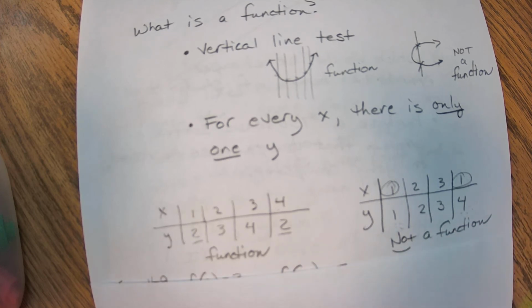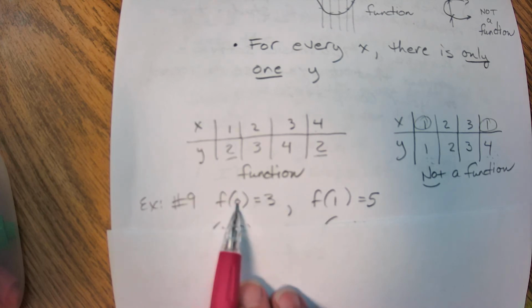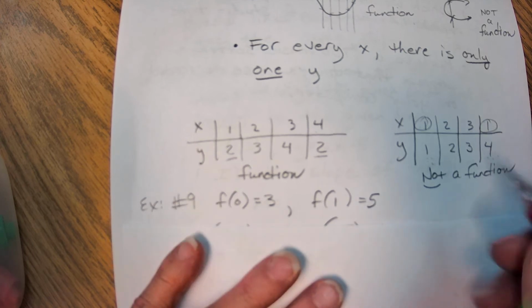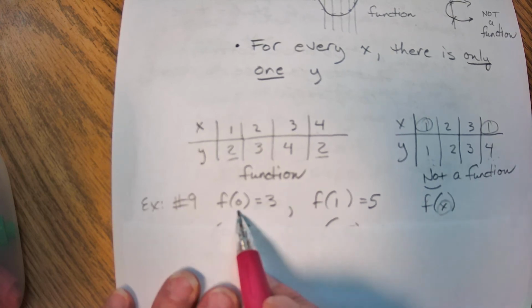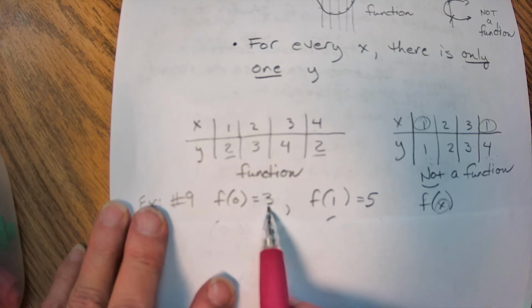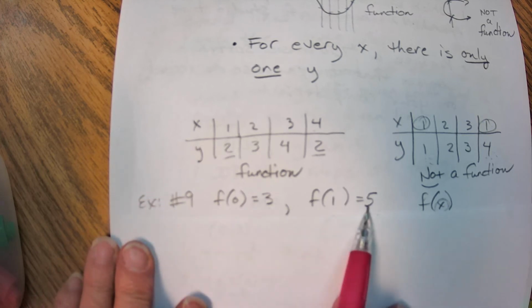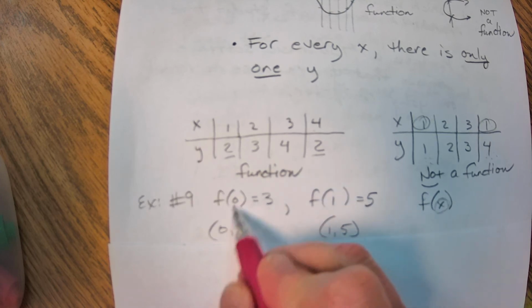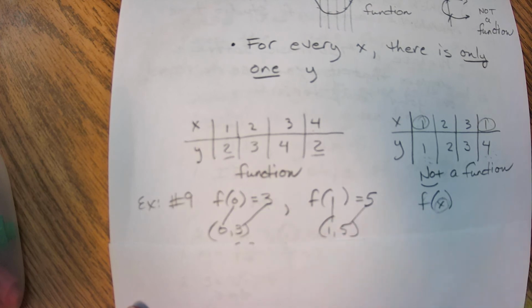Okay, so on number 9, it looks like this. F of 0 equals 3, f of 1 equals 5. So remember that function notation is f of x. Whatever's inside parentheses is your x value, and whatever is on the right-hand side of the equation is your output. So when you see problems written like this, I want you to just write it as an ordered pair. I know that 0 is x, and this is y. X is 1, and that's y.